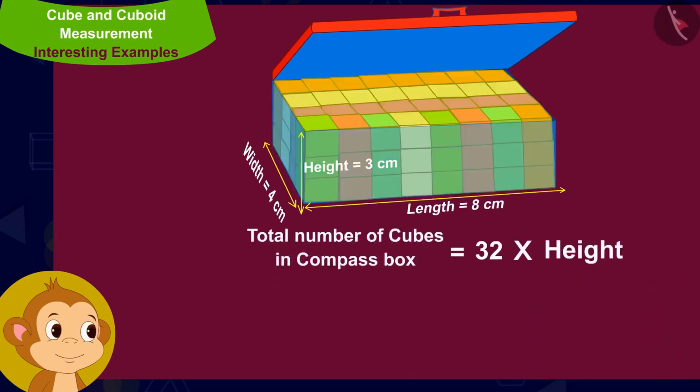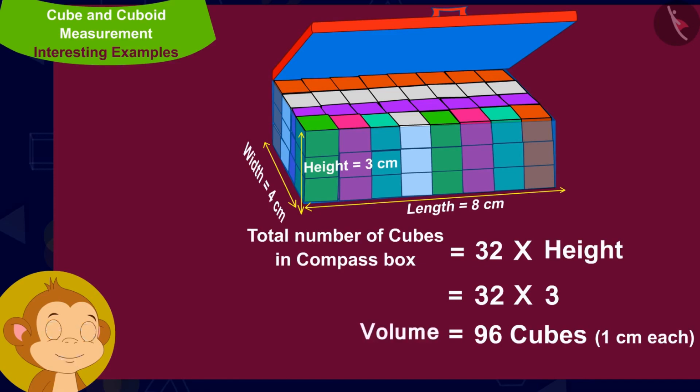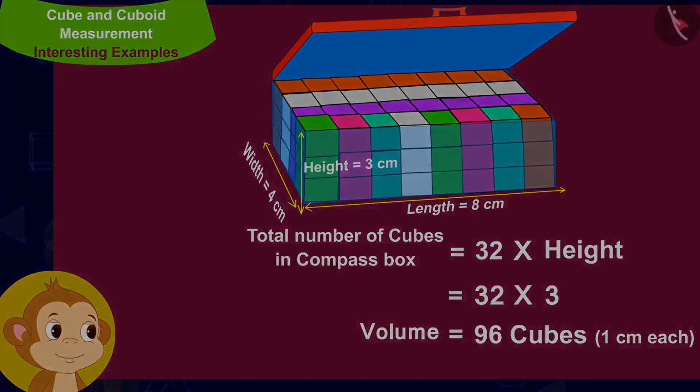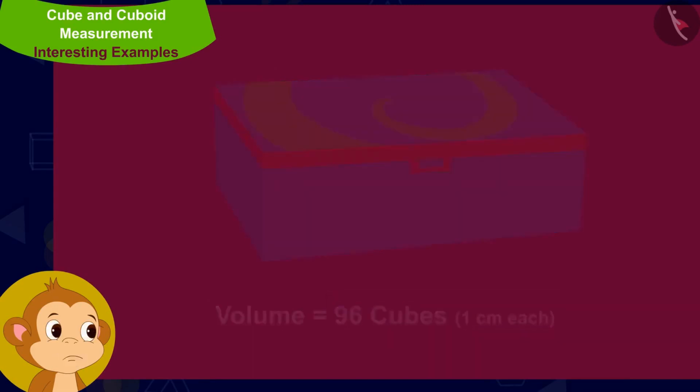That means each box would have a total of 32 times 3, 96 cubes of dimension 1 centimeter each. In other words, the volume of a compass box is equal to 96 cubes of dimension 1 centimeter each.